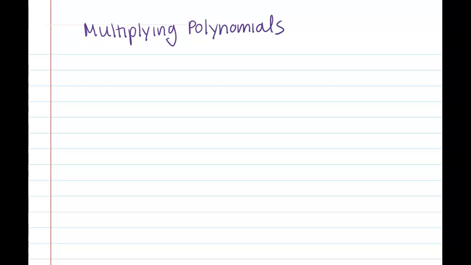Today we are going to be reviewing multiplying polynomials. And just so you know where we're going with this, we start by multiplying polynomials and then we'll work backward and factor. So first, we can talk about just when you multiply binomials.